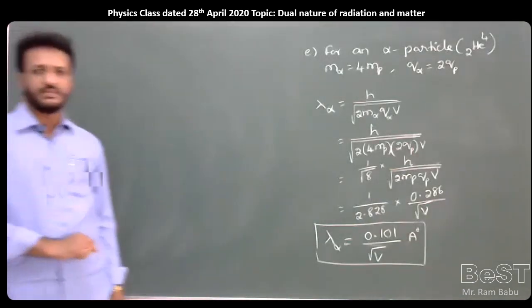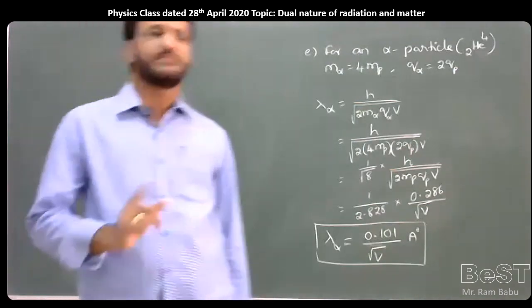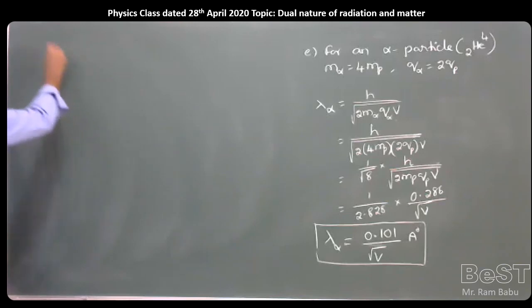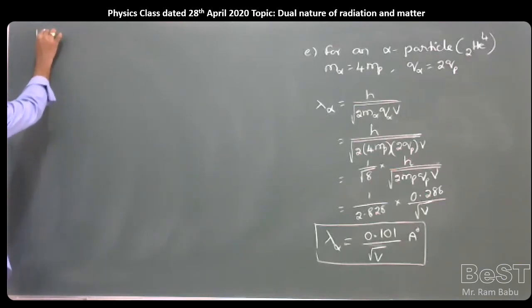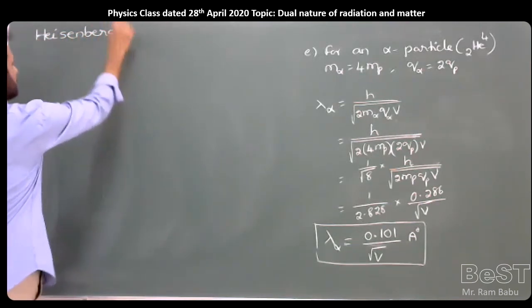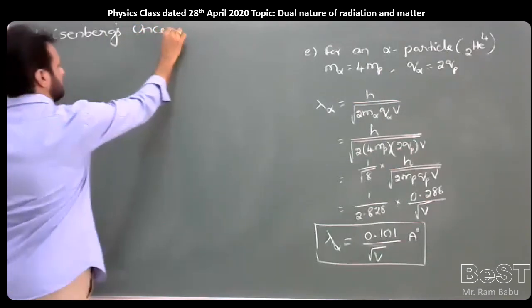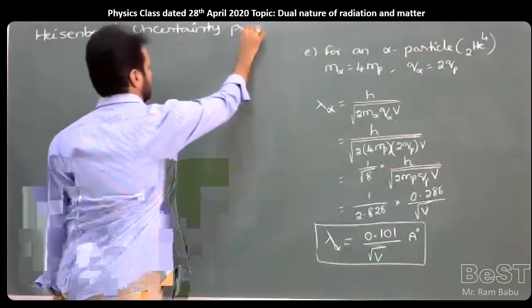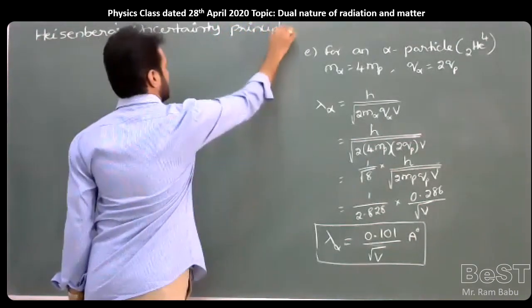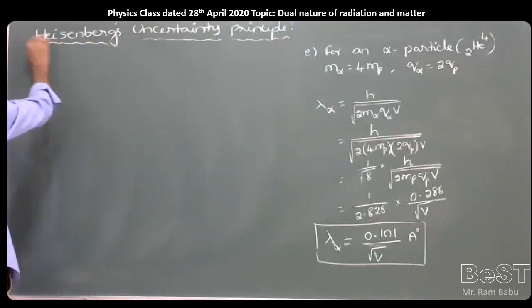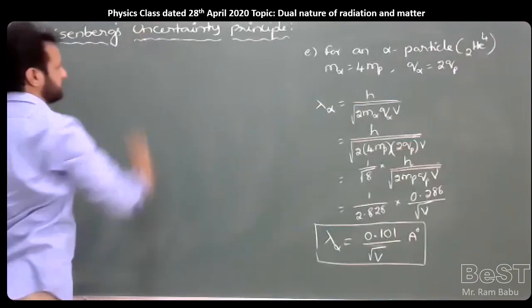So that is the de Broglie wavelength and the formula for the de Broglie wavelength of the various particles. And one more simple 2 marks question is Heisenberg's uncertainty principle. It may be asked for a 1 mark or 2 marks question. What is Heisenberg's uncertainty principle?